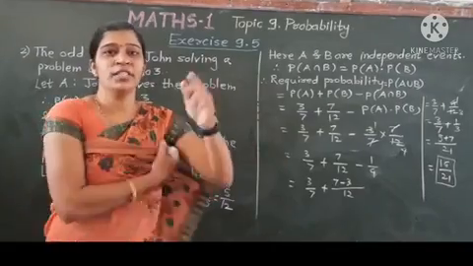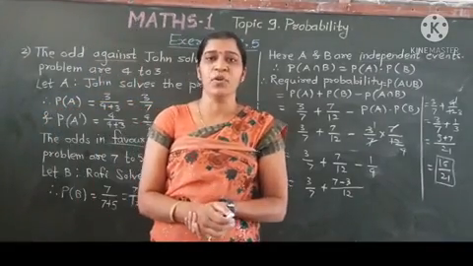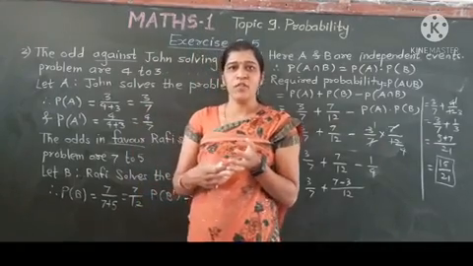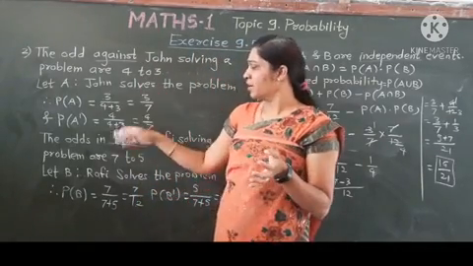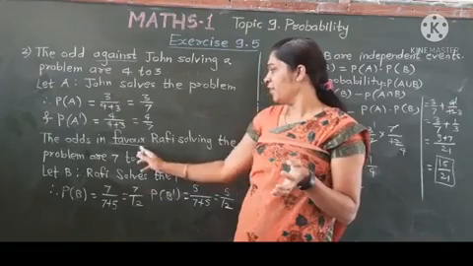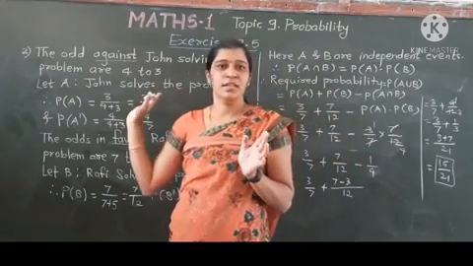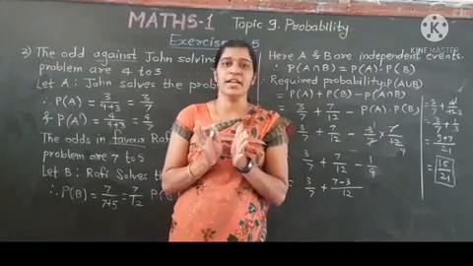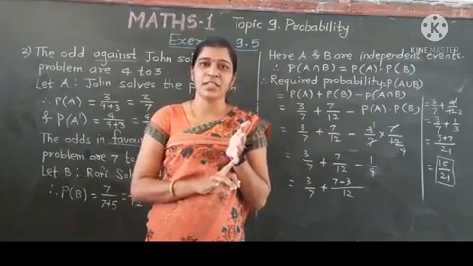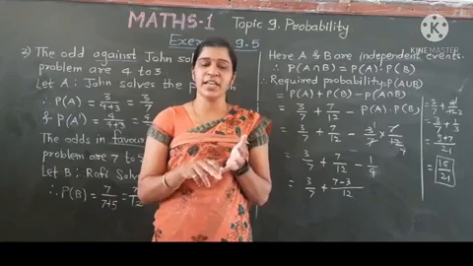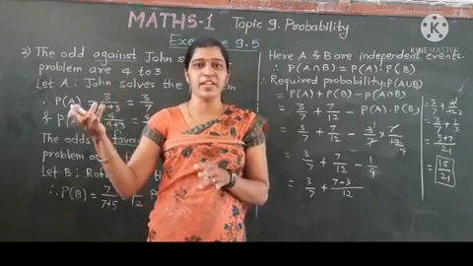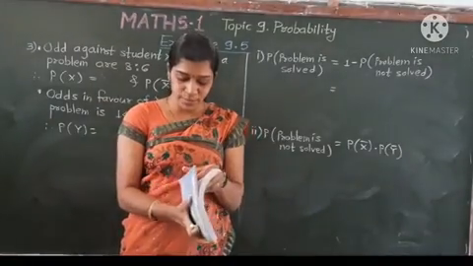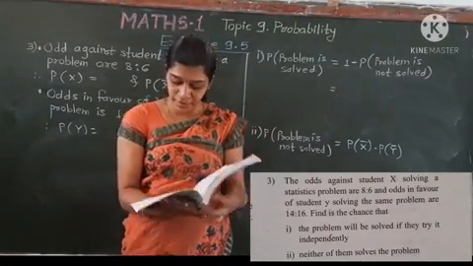Understand? Students, all these examples are in practice set 9.5, where two conditions are given, odds in favor of and odds against. From this we write the ratios correctly. If it is in favor, we write P of A upon A dash; if it is against, we write P of A dash upon A. See the third example in the textbook, page number 221.